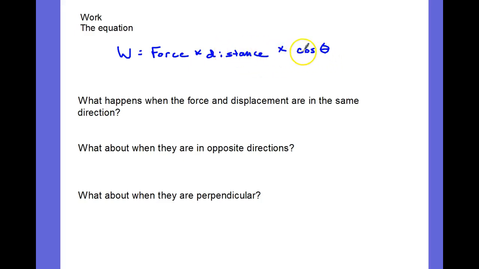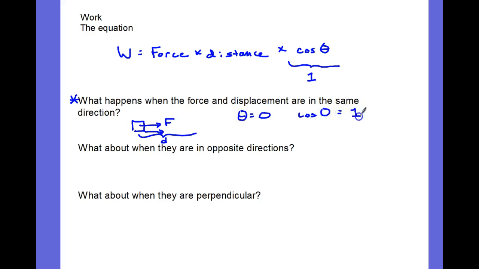Much of the time, the force and the distance will be in the same direction. The angle will be 0 and cosine of 0 is 1. So in most of your problems, the cosine of theta just comes out to be 1 and work is shortened to force times distance. So, what happens when the force and the displacement are in the same direction? If I have a box and I push on it with a certain force through a distance d, and the displacement and the force are in the same direction, that means theta is 0 and the cosine of 0 is equal to 1 and work is just force times distance.